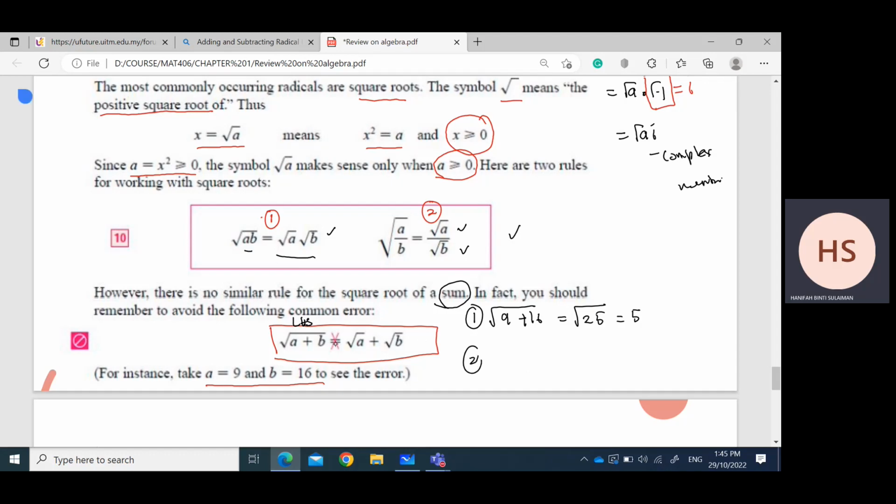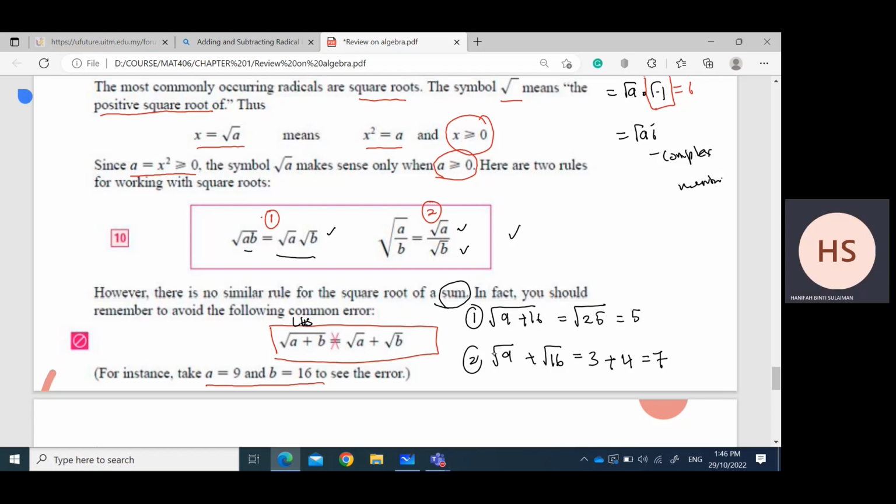Okay, and number 2, in the right hand side, we form it into square root of A plus square root of B. So the square root of A, where A is 9, plus the square root of 16, where B is 16. Okay, so we solve this one by one. The first one is the square root of 9, which is 3, and then plus the square root of 16, which is 4. So the total here is 7.